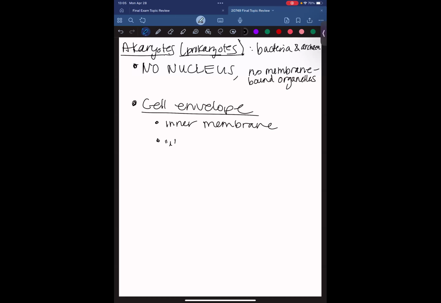and the wall. And if it has one, an outer membrane. What's the cell wall made of? What's the bacterial cell wall made of? That's the membrane. The membrane is made up of phospholipid bilayer, right?